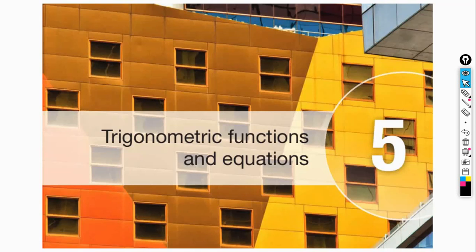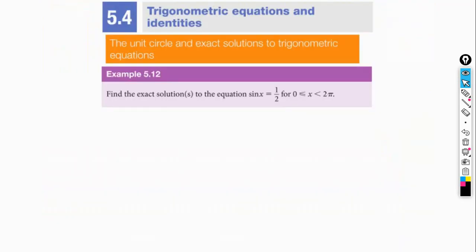Hello everyone. So in this video we continue with chapter 5, trigonometric functions and equations, specifically section 5.4, trigonometric equations and identities. We are going to take a look at the unit circle and exact solutions to trigonometric equations. So let's look at example 5.12, and it says find the exact solution or solutions to the equation sine of x equals 1/2 for a domain between 0 and 2 pi, not including 2 pi, but including 0.